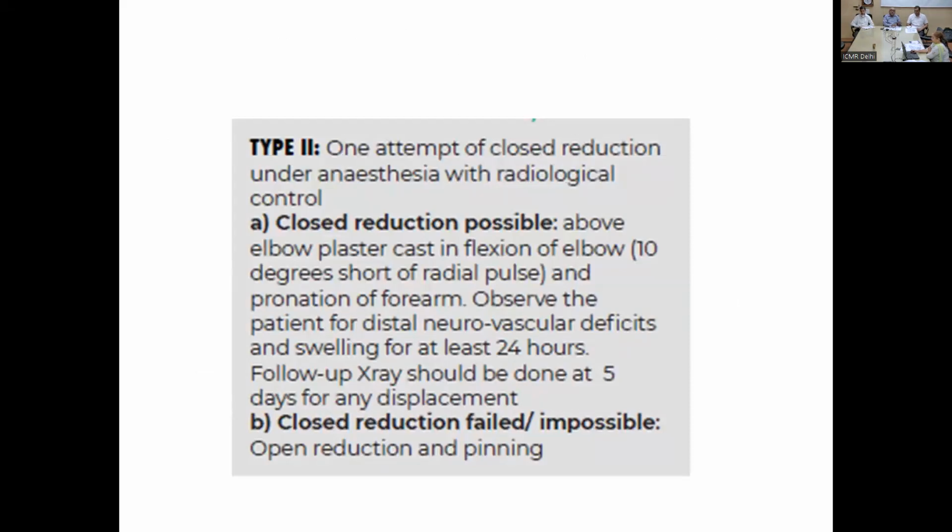Now, if it is a type 2 fracture where a posterior hinge is there, usually reduction is not difficult in these cases, but reduction has to be done under anesthesia and radiological control. In most of the cases, closed reduction will be possible, and that will be done only by flexing the elbow, and we have to give an above-elbow plaster cast.